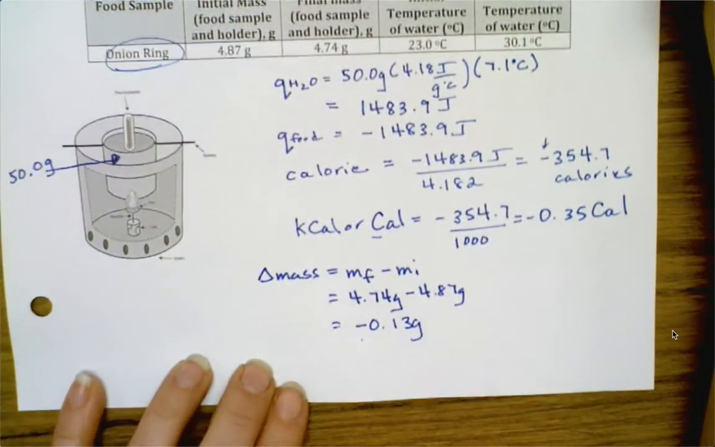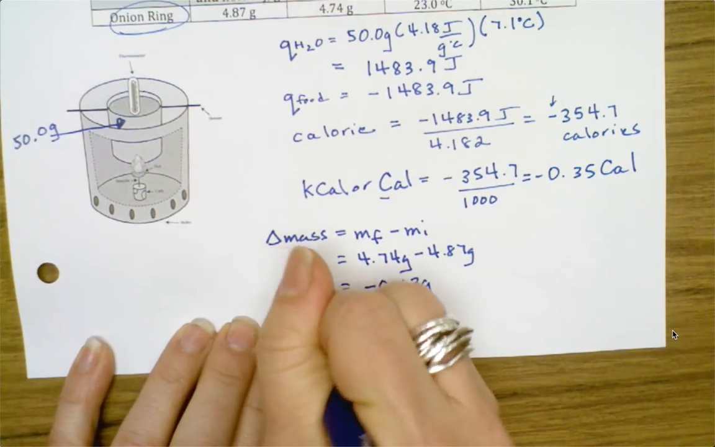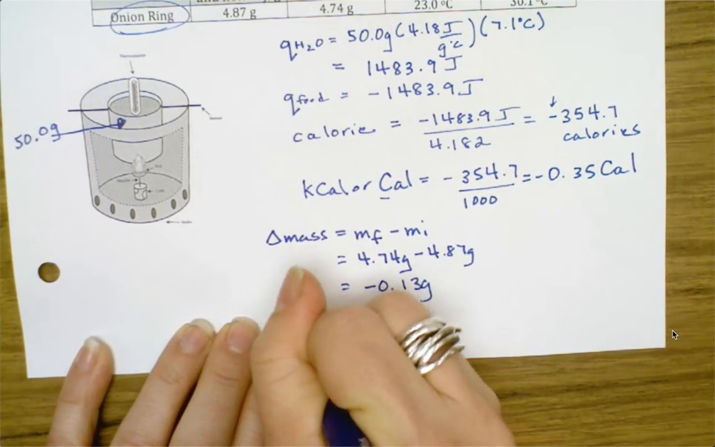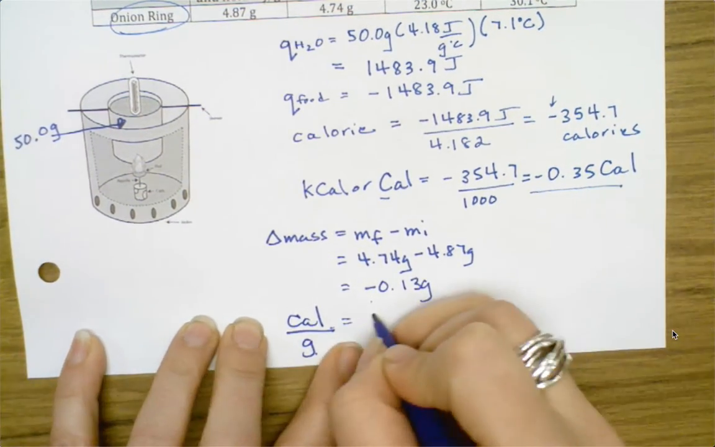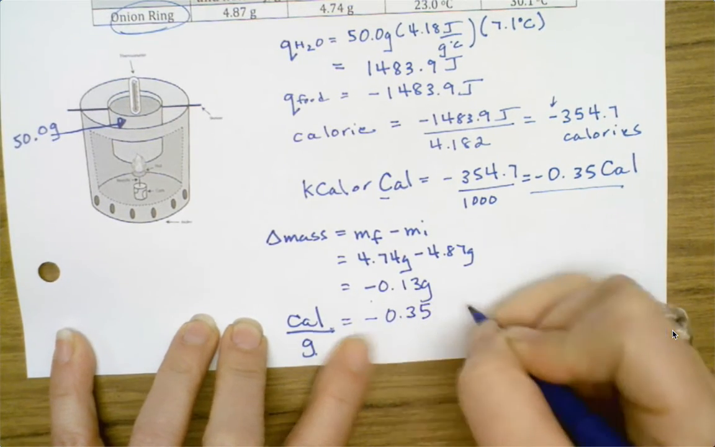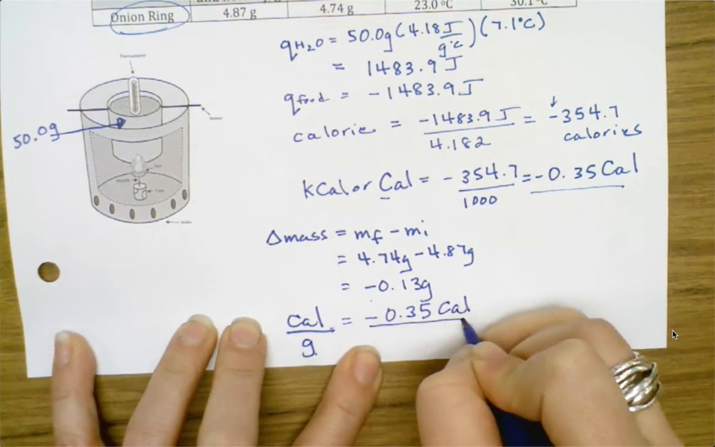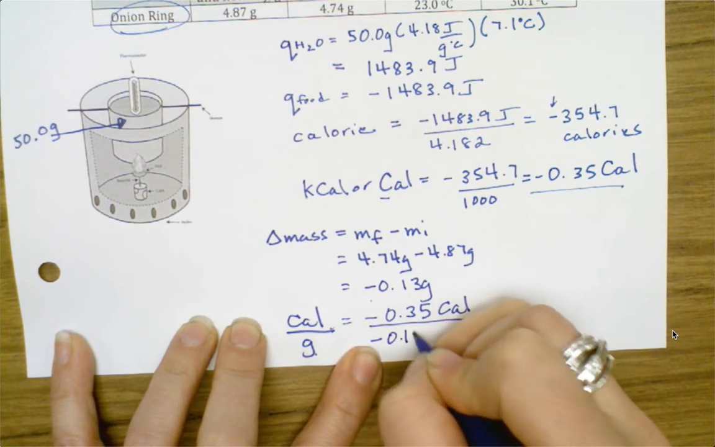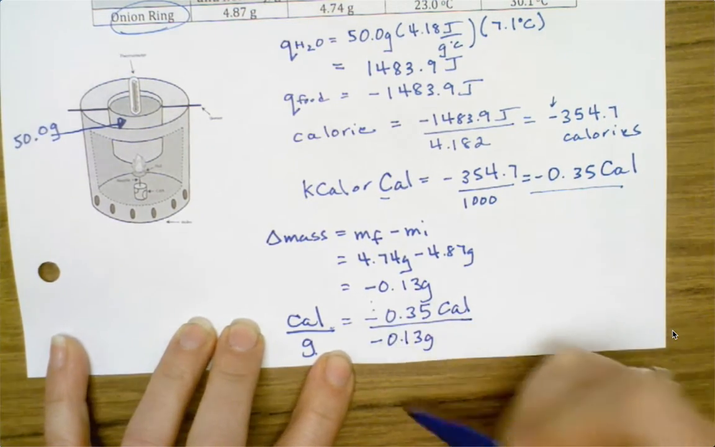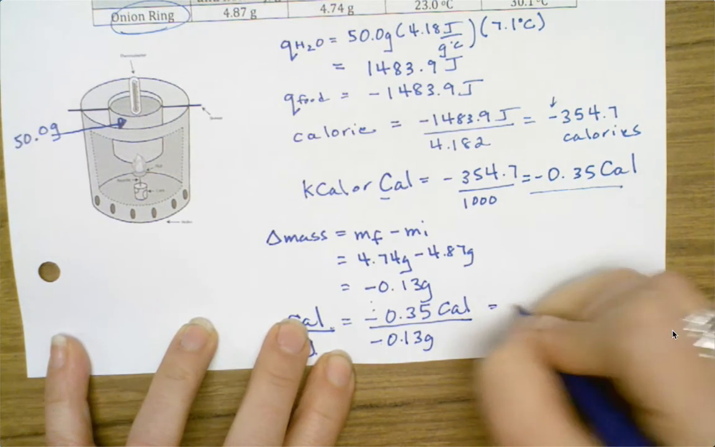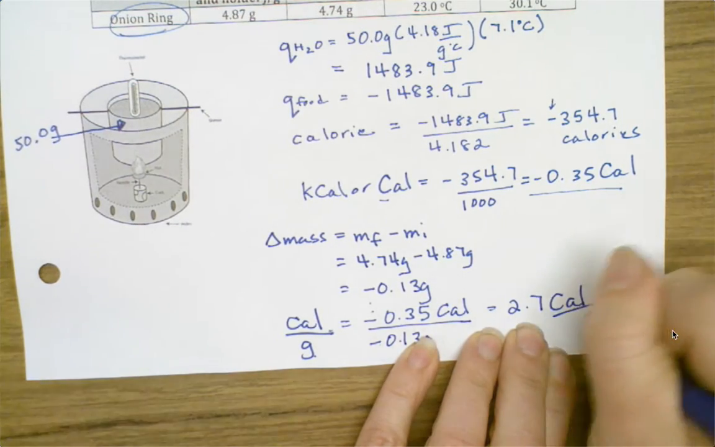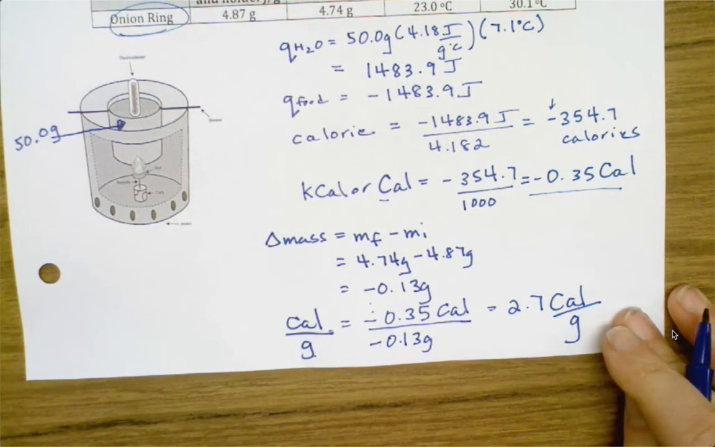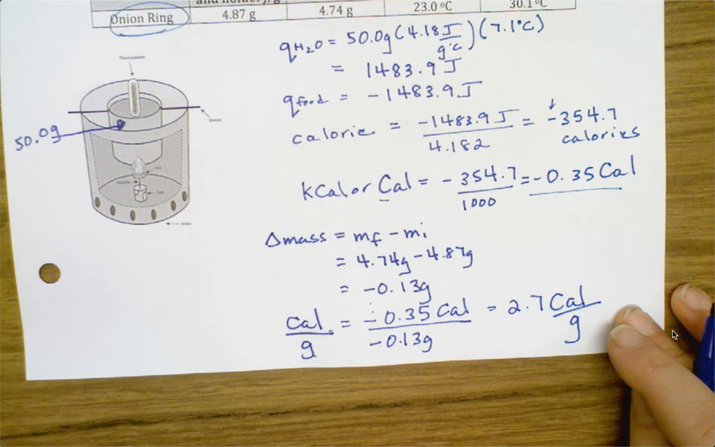So that when we go to calculate calories per gram, so Cal per gram, that means you're going to take your calories, divide it by grams. You have negative 0.3 kilocalories or food calories. Divide that by what mass burned, and you notice that your negatives will cross out, and we end up with 2.7 Cal per gram.